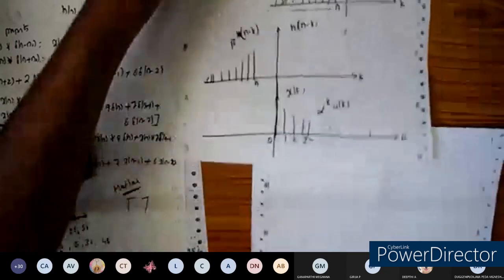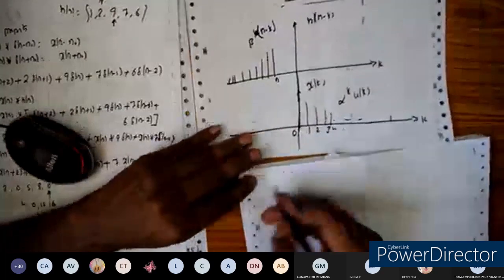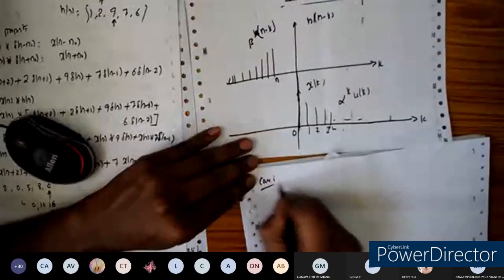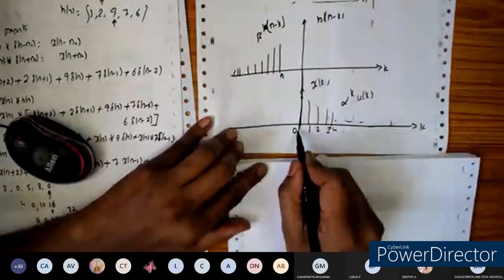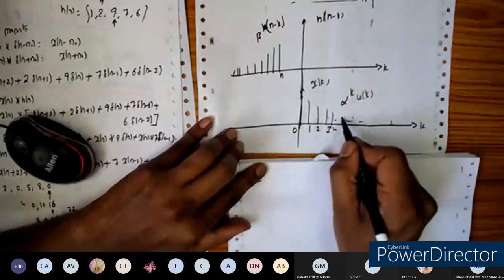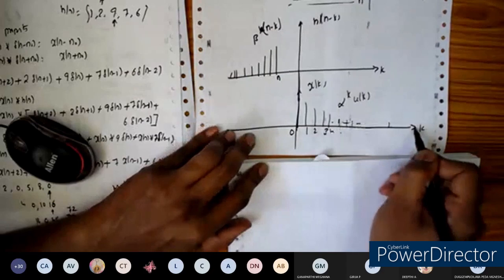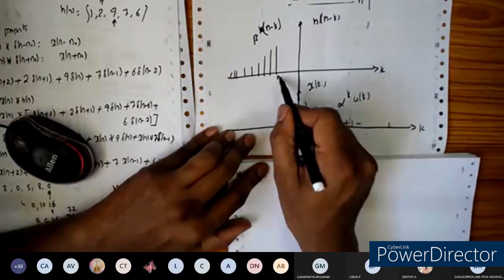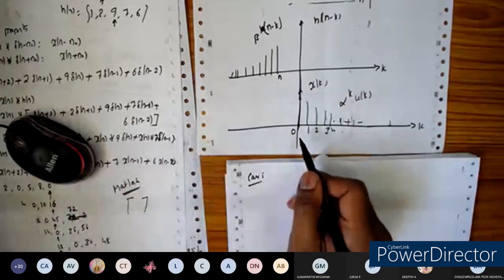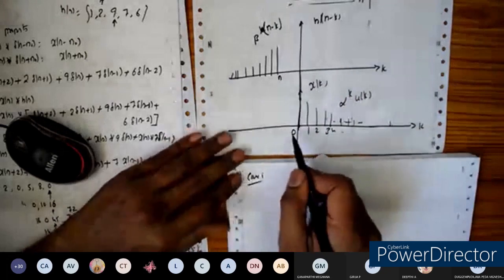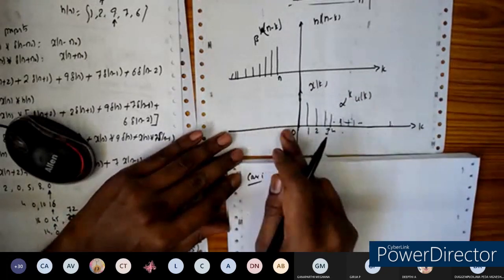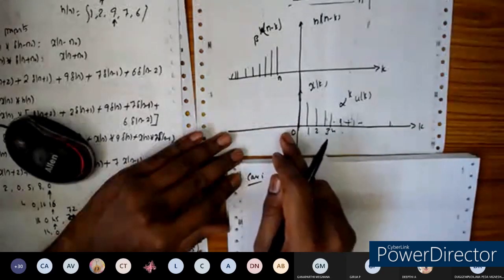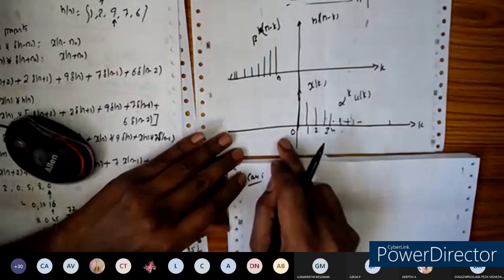Next I'm going to take the first case. Case one: when n is less than 0, because x of k is going to start from 0 up to infinity. So the first case I am going to take is when n is less than 0. When n is less than 0, there is no overlapping of the waveforms here.